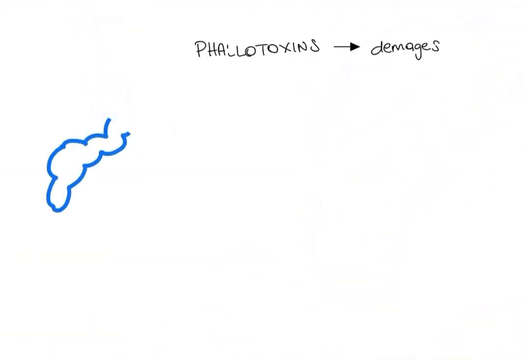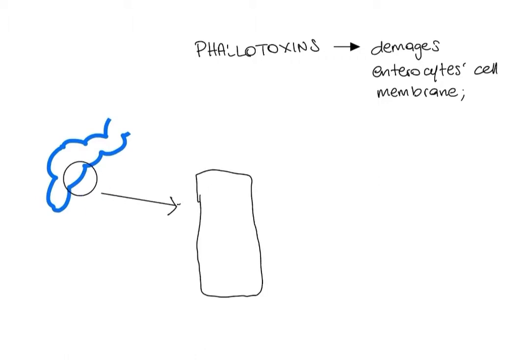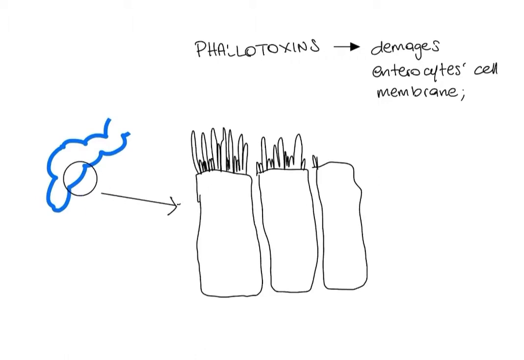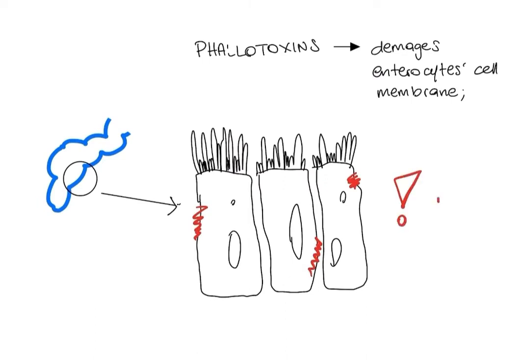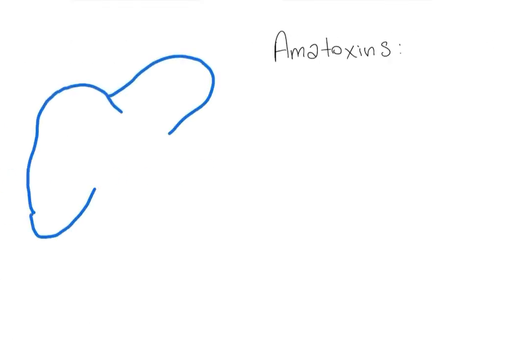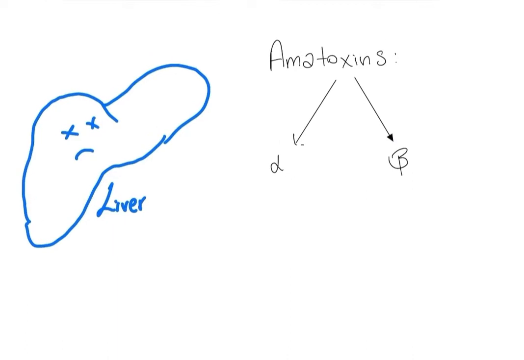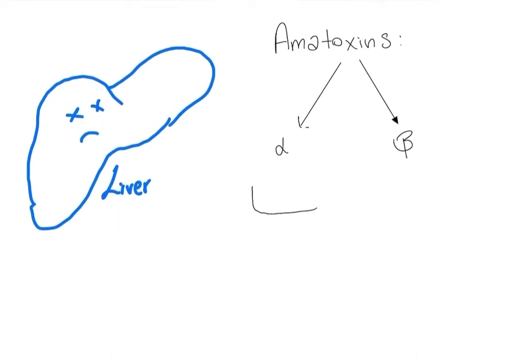Phallotoxins are responsible for damaging the endothelial cells of the intestines, also known as the enterocytes. However, they are likely not absorbed by the intestine and therefore cannot reach the liver. Then, we also have the amatoxins. The amatoxins, specifically alpha-amanitin along with beta-amanitin, are the ones that mainly harm hepatocytes.